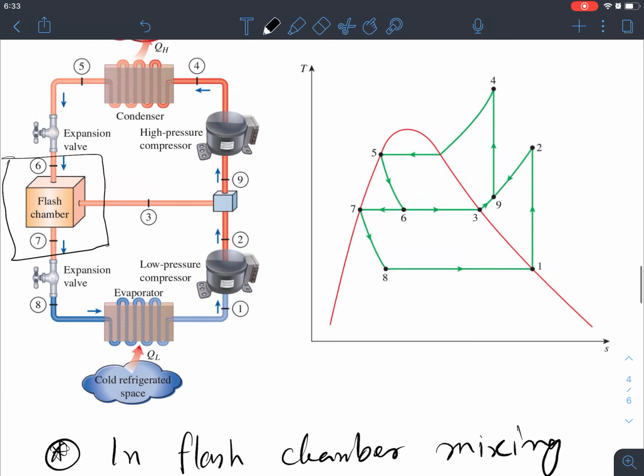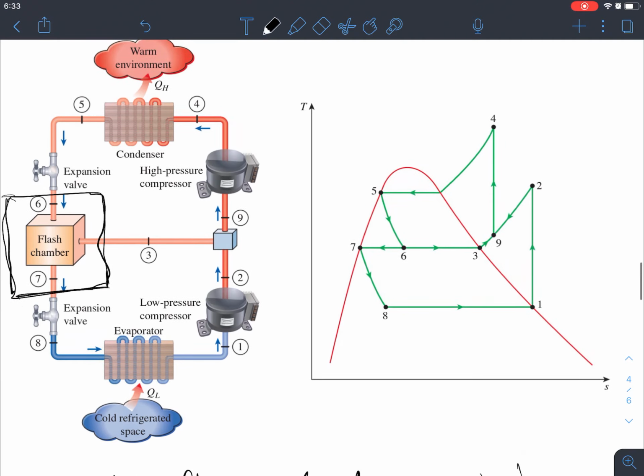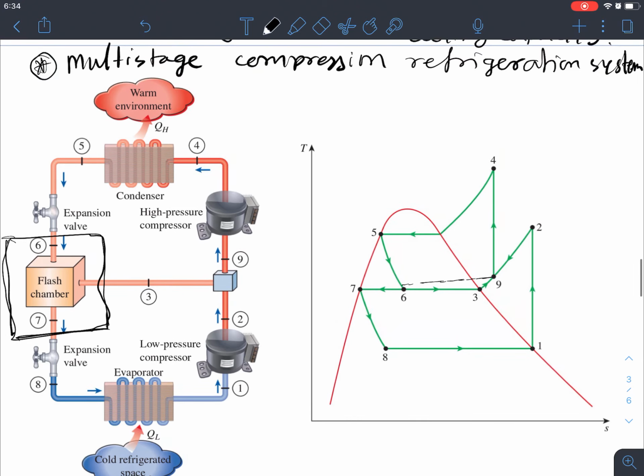So the mixing is happening. So here it's also working as a mixing chamber. In this one, it's very similar to this cycle. However, in the previous cycle, we saw that this line had two different pressure lines, right? They're operating at two different pressures. However, in this multi-stage compression system, we can see that they're sharing the same pressure line.